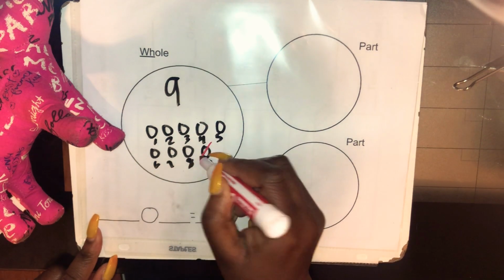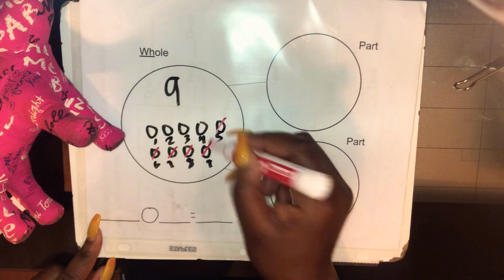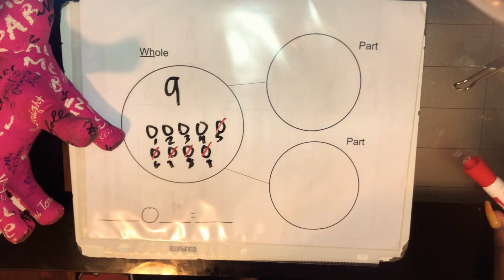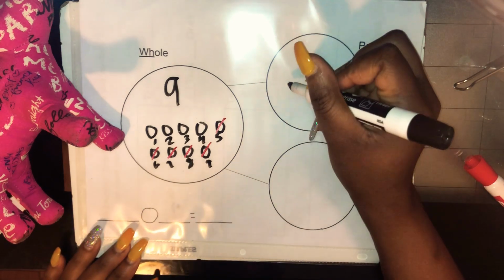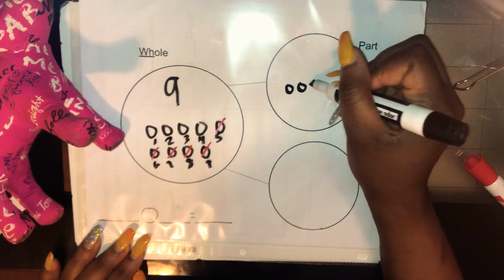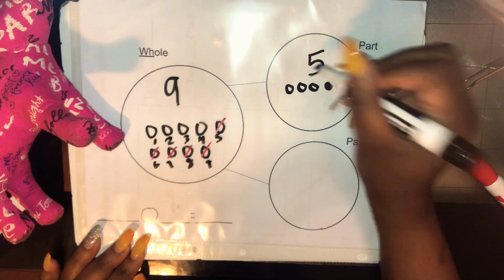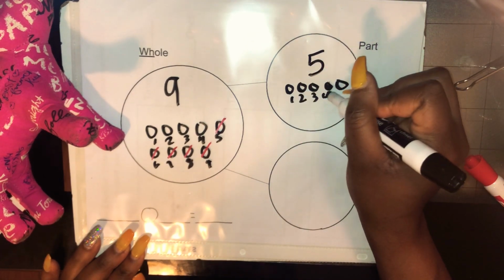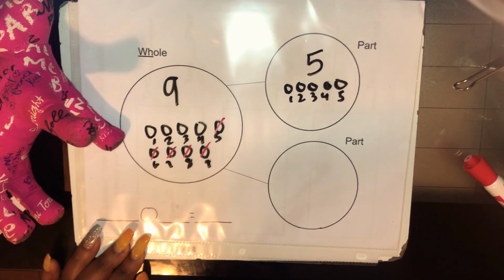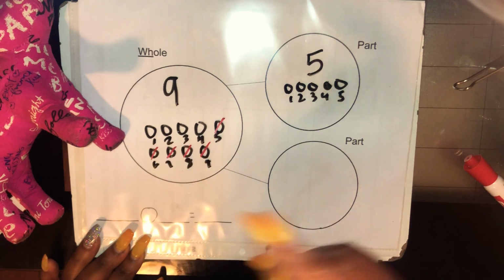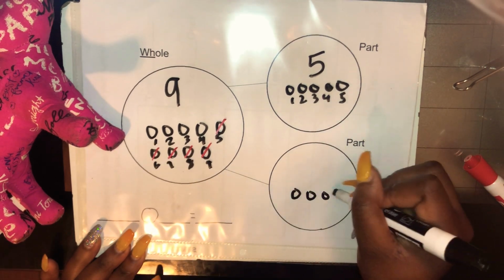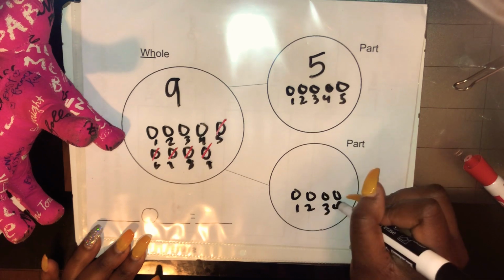Then I returned 5. So what should I do next? If you said cross out 5, 1, 2, 3, 4, 5, you were right. So now I have 4 left. So what number should go in my part? Yep, I drew 5 because that's how many I crossed out. 1, 2, 3, 4, 5. And then how many should I do in my other part? Yep, 4, because that's how many I have left over. 1, 2, 3, 4.